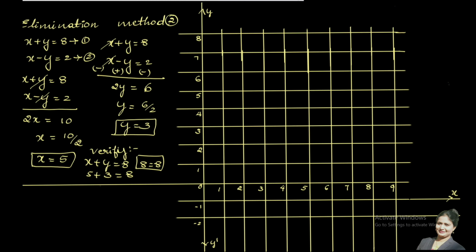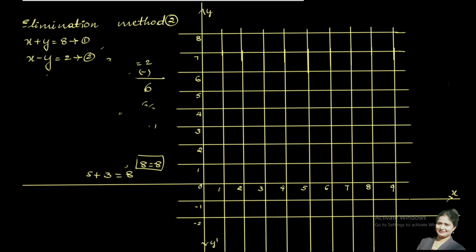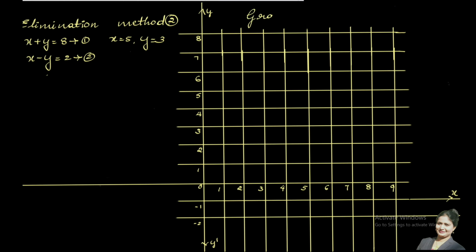So this is according to the elimination method. What we obtained is x is equal to 5 and y is equal to 3. Write it in a particular place, because next we come across the graphical method. So x is equal to 5 and y is equal to 3 we obtained in the elimination method. The second method is the graphical method.